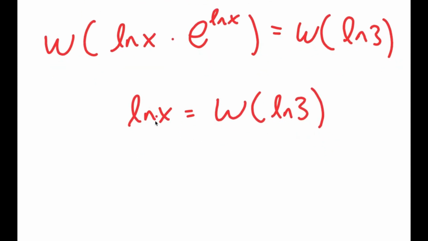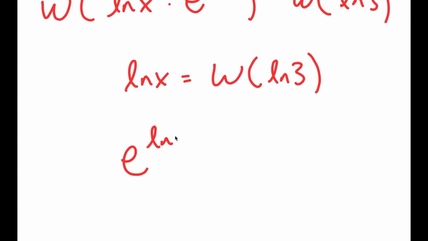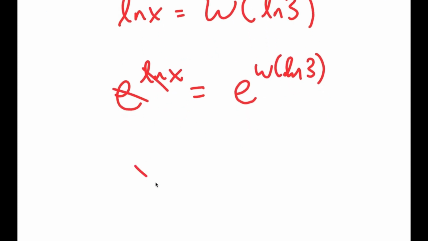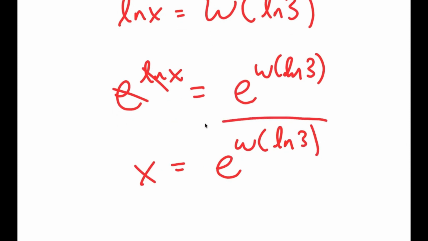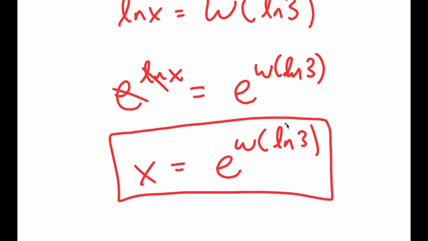Now I want to get rid of this ln, so I'm just going to take e to the power of both sides. E to the power of ln, these two cancel out, so I get x is equal to e to the power of W of ln of 3. So this is my answer to this equation.